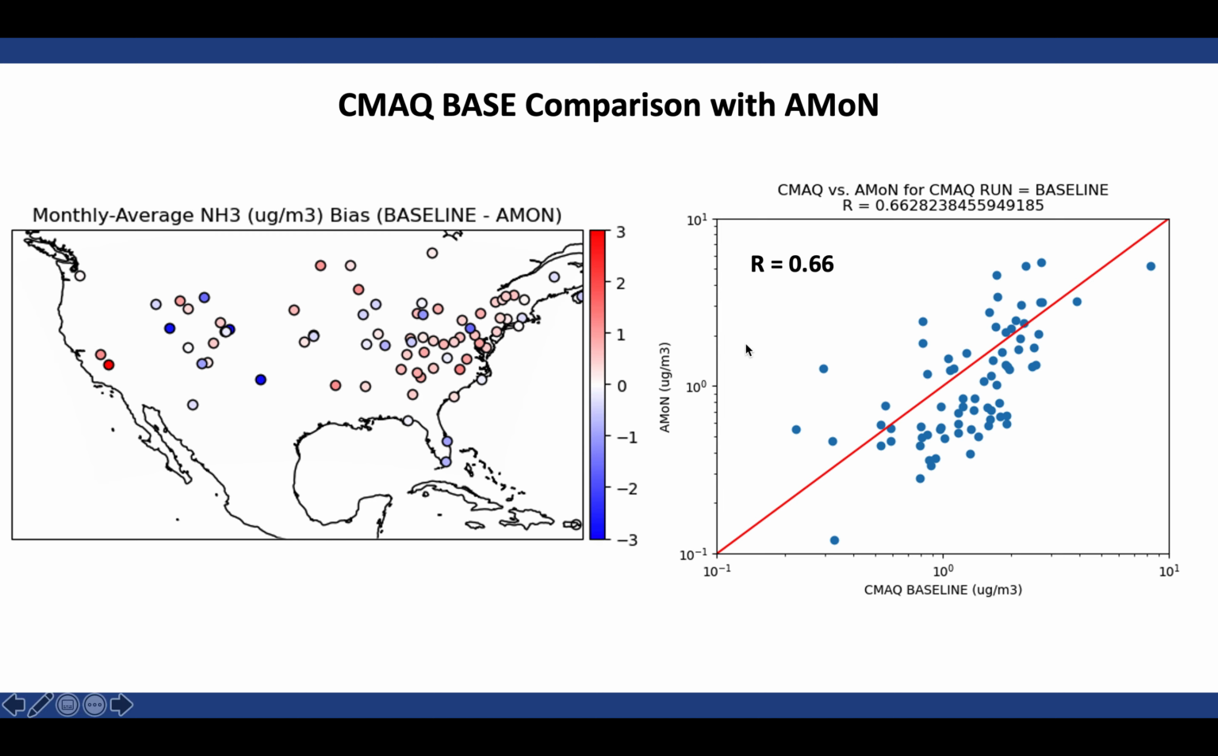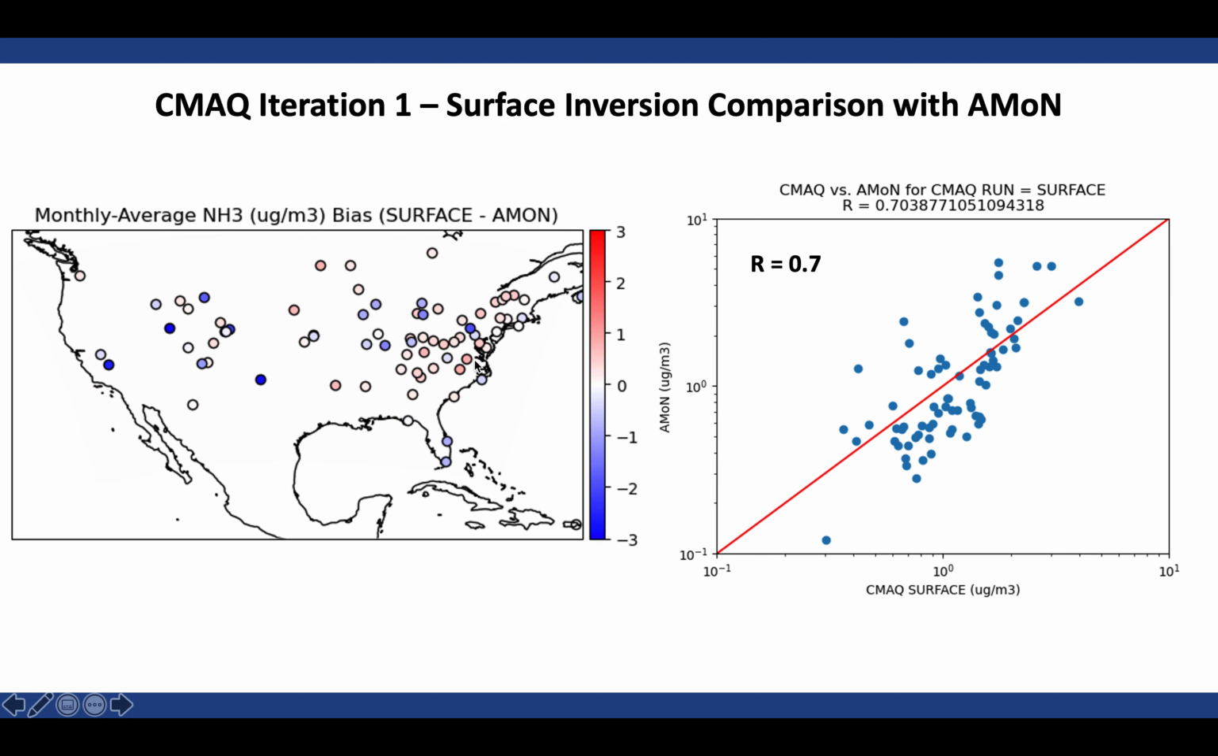Basically, we see a correlation of about 0.66, and if you look at these plots, we see similar trends to what we saw in the CRIS comparisons, with over prediction in the southeast, some over prediction in California, and then a mix and under prediction in some of the regions in the center of the country. After the inversion, we see the correlation improves to 0.7.